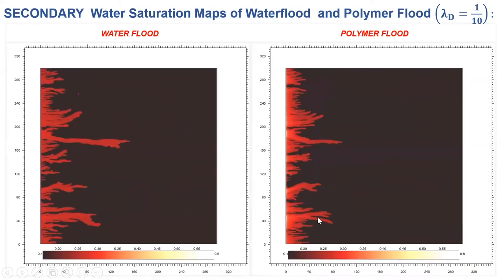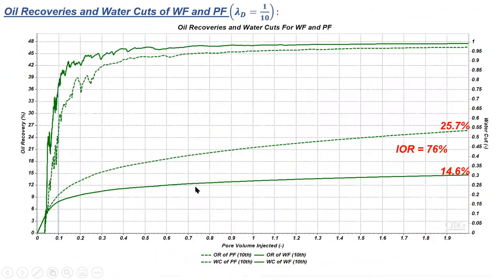It doesn't suppress fingering, but it gives you a heck of a lot of oil. It actually greatly improves the recovery. In fact, the recovery goes from about 14% to about 25% over a couple of pore volumes. So the improved oil recovery is 76%. But this is in secondary mode.